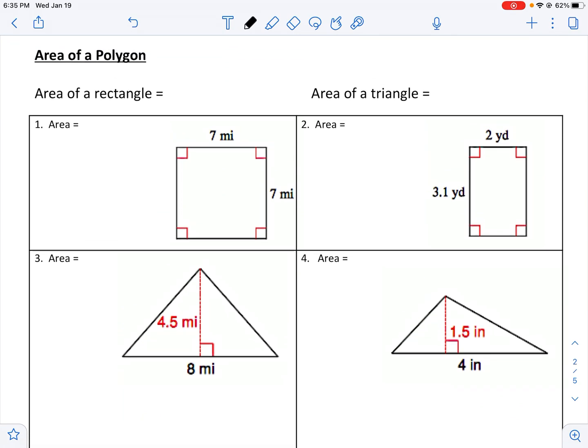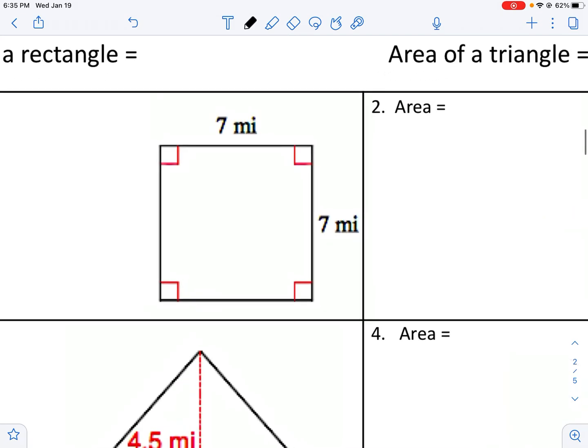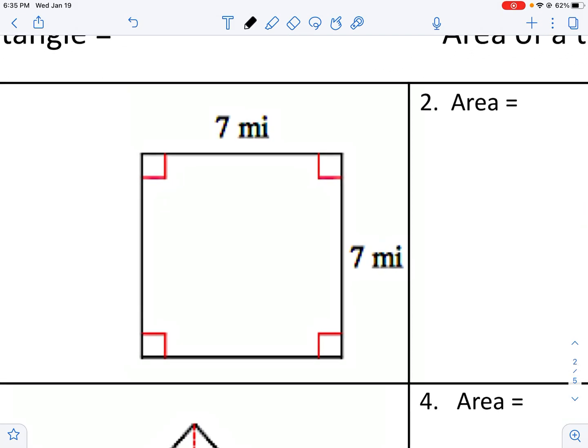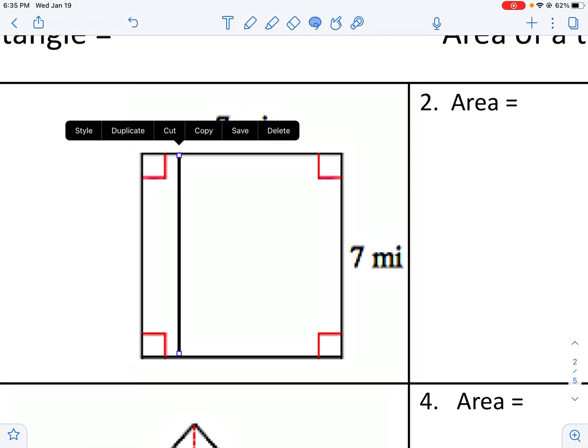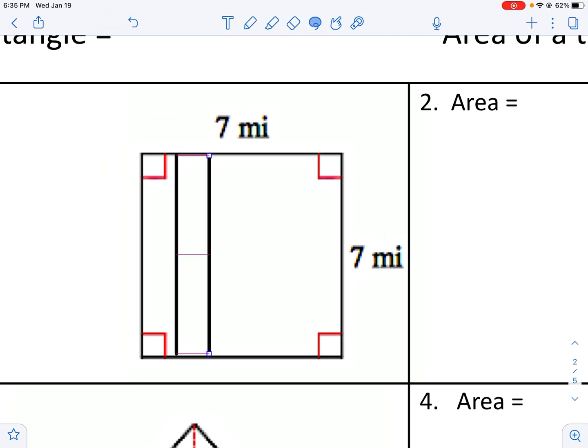Now the areas are a little bit different. The areas are kind of tough. Some students struggle a bit with identifying the areas, how to find the area, and why we use that formula. Well, the area of a rectangle is just the length times the width, or the base times the height. I like to say base times height.